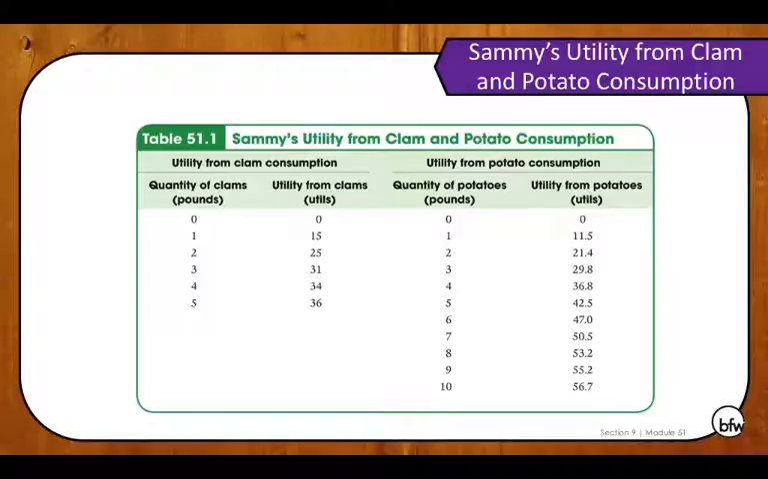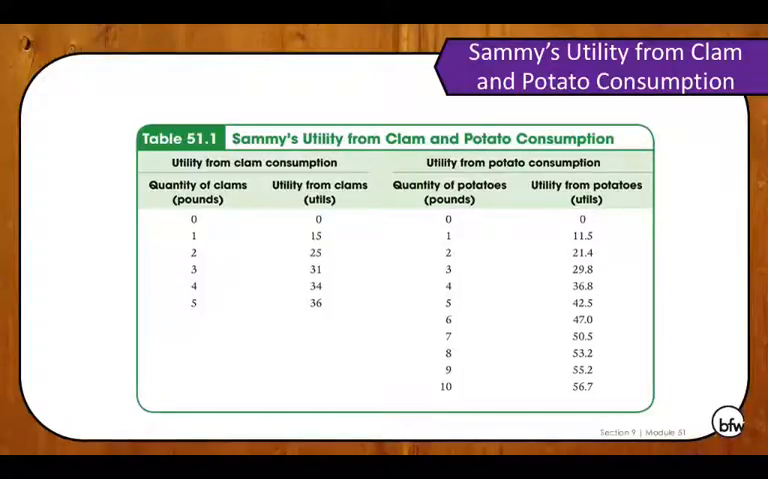Here you see Sammy's utility or happiness from clam and potato consumption. So here it shows us combinations of clams and potatoes, and now we add the utility function to it to find out how much happiness he gets from consuming different quantities of clams and potatoes. And so to the left side of this graph, we see different quantities of clams and the happy points that he gets from consuming those quantities.